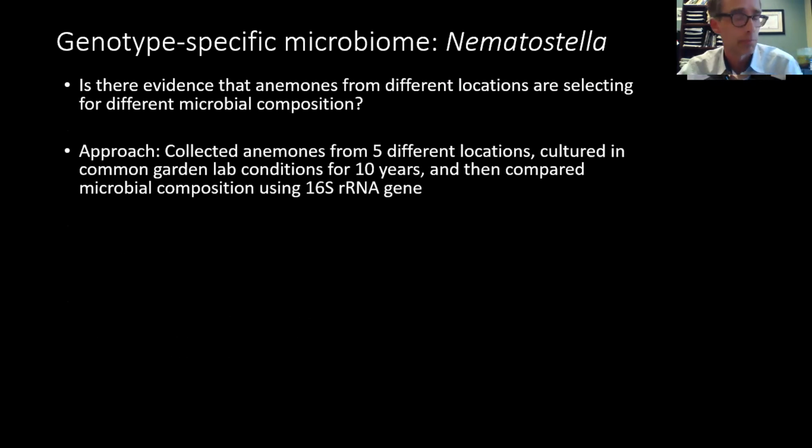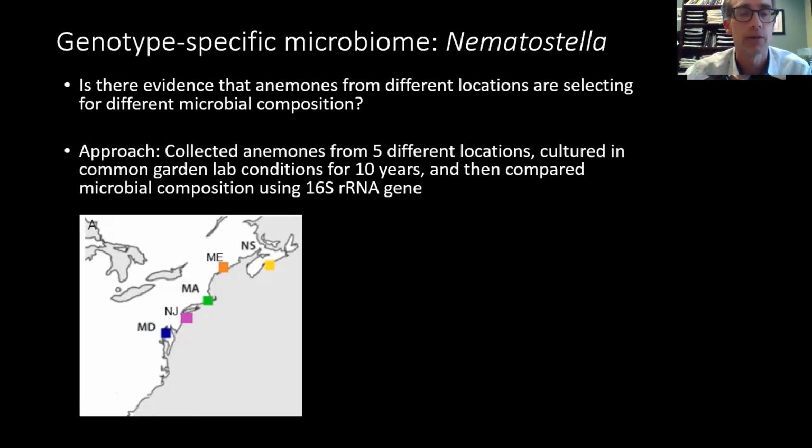This is a paper that was published a few years ago with Sebastian's group, where we're looking at whether anemones from different locations, and thus different genetic backgrounds, differ. We know they're highly genetically structured throughout their native range. We just collected anemones from 5 different locations. This was an unplanned experiment in some ways: cultured in the lab for 10 years under common garden, and then we used 16S to compare the microbial communities. These are the 5 locations, from Maryland on the central Atlantic coast up through Nova Scotia in Canada.